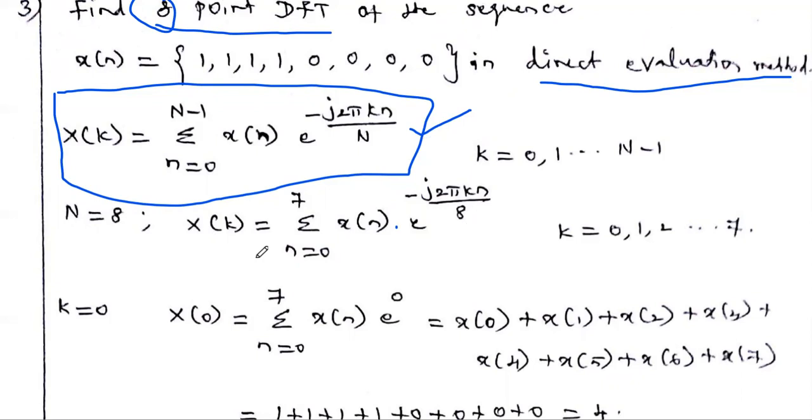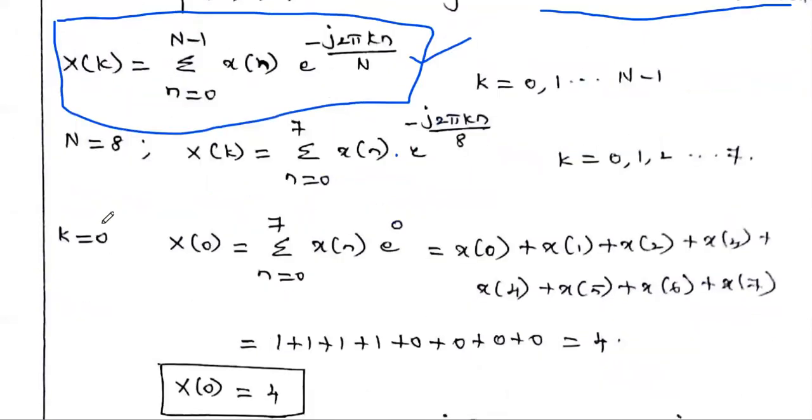Then next, in the first step, we have to put k equal to 0. We substitute k equal to 0 in the above equation. Consider this as equation number 1. In equation number 1, we are going to calculate the first DFT value, the value at the condition k equal to 0. So put k equal to 0 in the above equation.